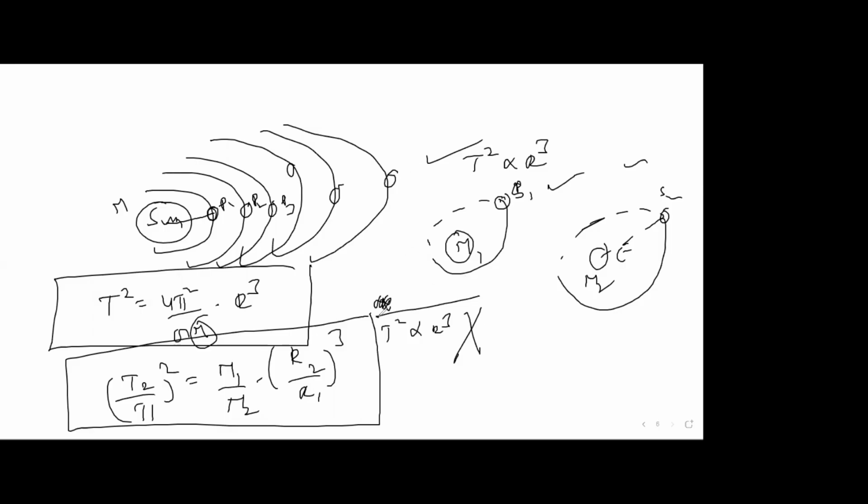Yeah, T square proportional to R cube is to be used when, and the general formula is T square equals 4 pi square by GM into R cube. When you are comparing the time periods of different satellites around the same celestial object, T square is proportional to R cube. But when you are comparing the time periods of different satellites around different planets, then the ratio formula is T2 by T1 whole square is M1 by M2 into R2 by R1 whole cube. Okay, this is Kepler's third law of planetary motion, conservation of angular momentum and all.